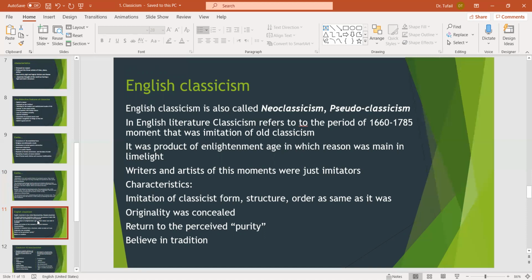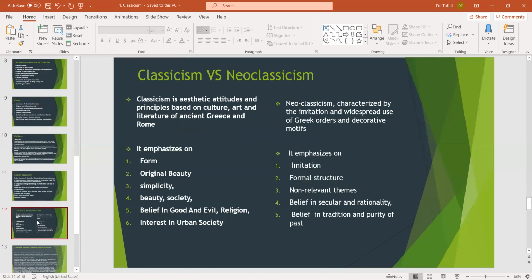They were not original in their tone, and they wrote to a perceived purity, but it was not purity. They thought it was pure, but in reality it was not pure. And their belief and tradition. So these things caused problems in their writing, and they couldn't end up as good writers.